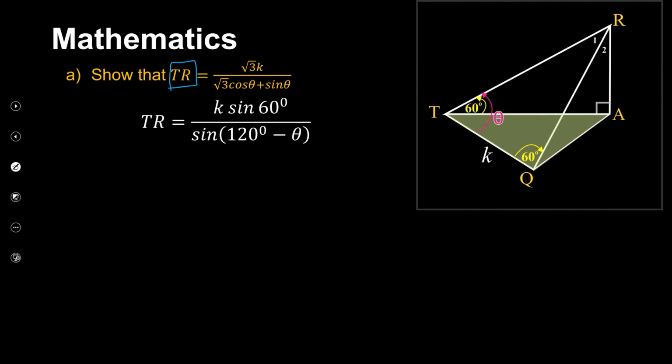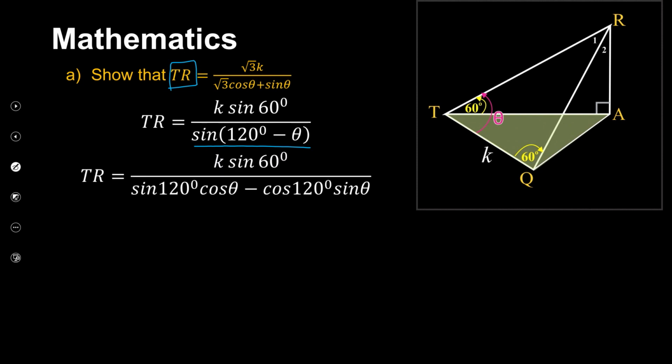So we've got to continue with that, which means we've got to expand this. And how do we expand this? We're going to expand this using our compound angle formula. When we expand that, sine of alpha minus beta, so sine of 120 minus theta, becomes sine 120 cos theta minus cos 120 times the sine of theta.